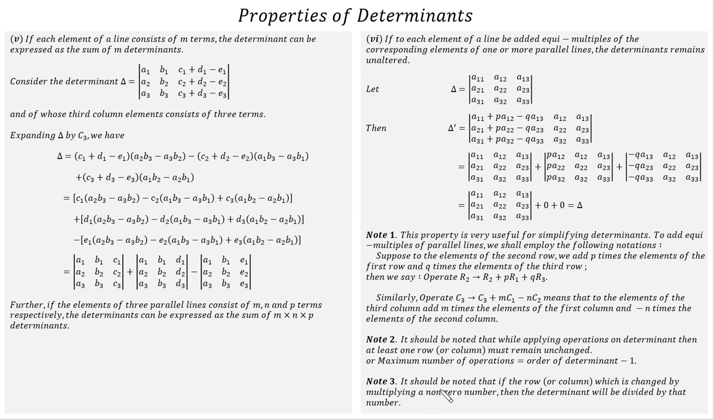Note 3. It should be noted that if the row or column which is changed is multiplied by a non-zero number, then the determinant will be divided by that number. Now, we will understand this property in a much better way when we solve problems based on this property in the further tutorial.